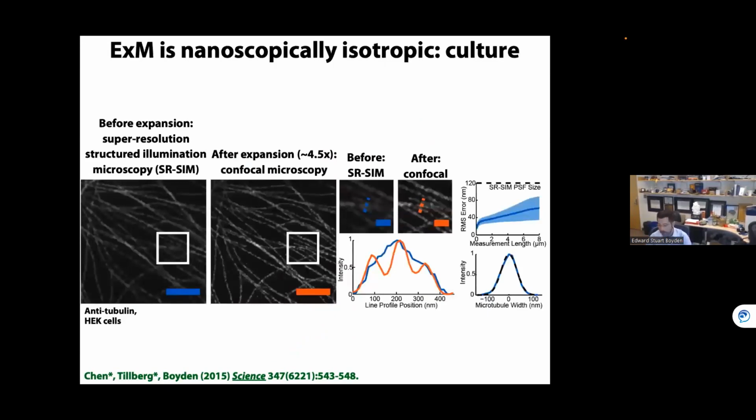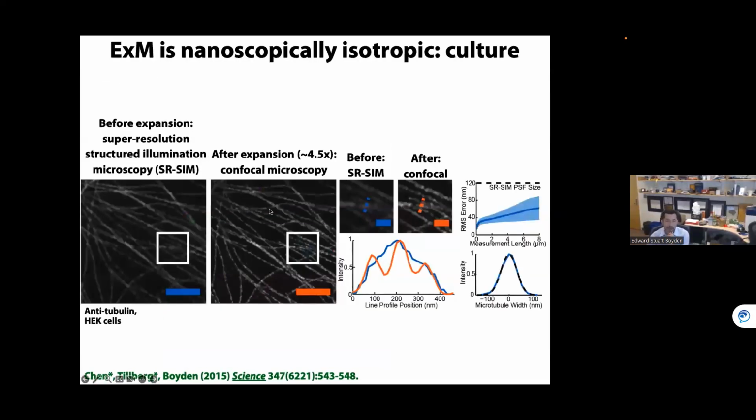What about resolution? Resolution is how close two things are until you can no longer tell them apart. We can look at known structures like microtubules, where we have ground truth knowledge thanks to decades of classical imaging with super resolution microscopes or electron microscopes. We can take our image, expanded, in this case 4.5-fold in each direction, and image on a regular confocal microscope.